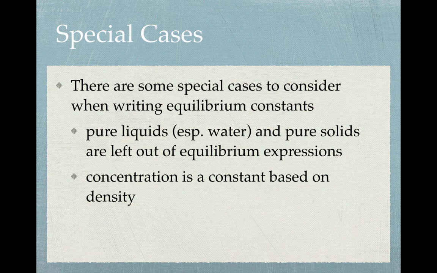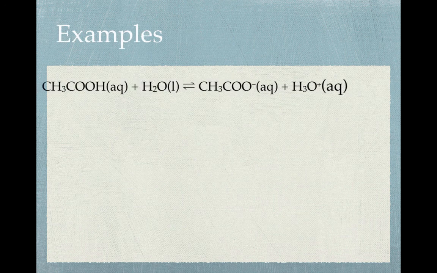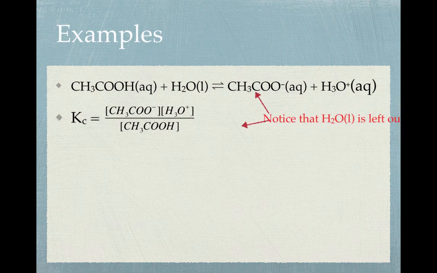So the concentration of a pure liquid or a pure solid is generally based on the material's density. That determines the number of moles in a certain volume of a substance, and because that's a constant value, we work that constant into the equilibrium constant already, and we don't have to worry about it. So when we are writing our equilibrium constant expression, we leave out any liquids and any solids. Let's take a look at some examples of that.